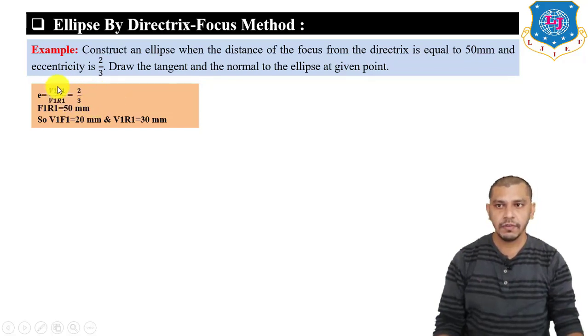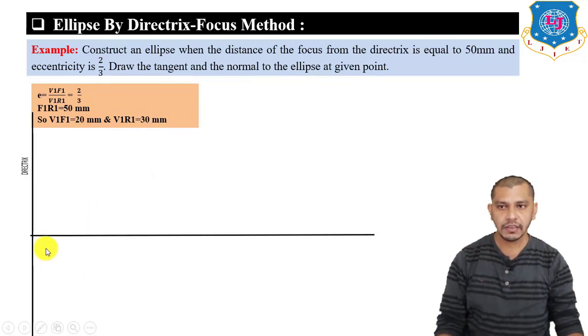So we will get V1 to F1 is equal to 2 units, so it will be equal to 20 mm, and V1 to R1 is 3 units, so we will get 30 mm, as we have to divide this line into 5 equal parts. So we will get 2 units for the V2F distance and 3 units for the V2R distance. So for 2 units we will get 20 mm and for 3 units we will get 30 mm. So first of all, draw the directrix and conic axis.